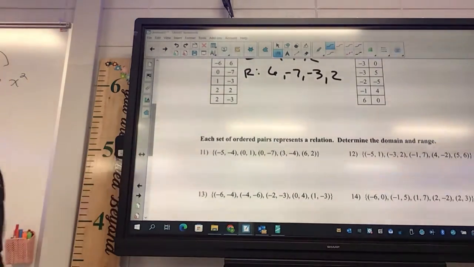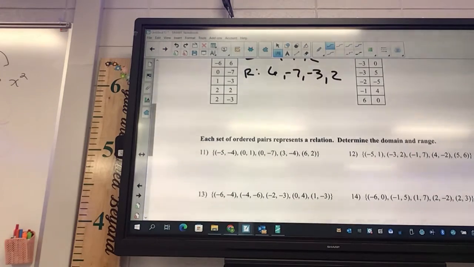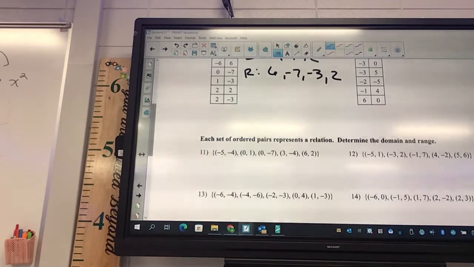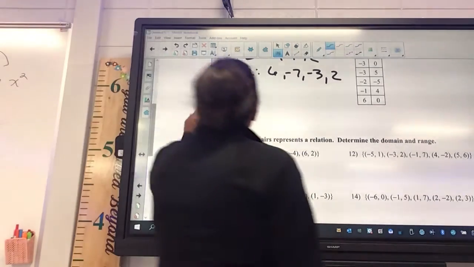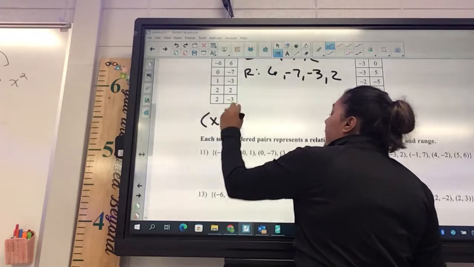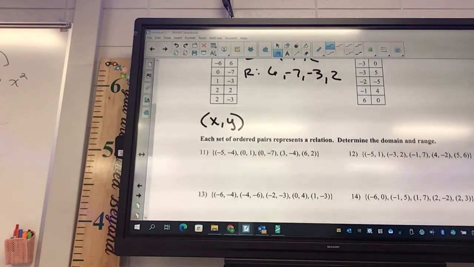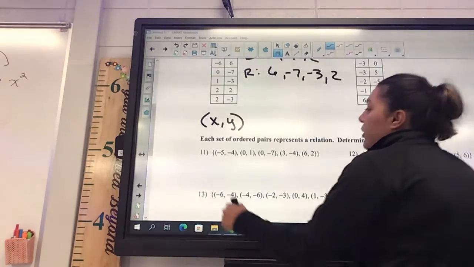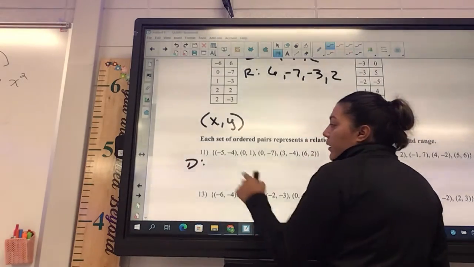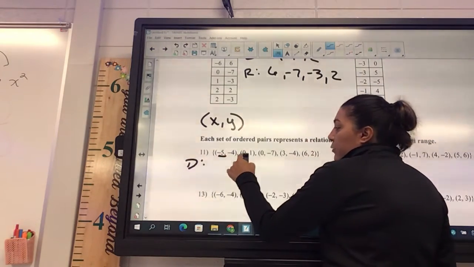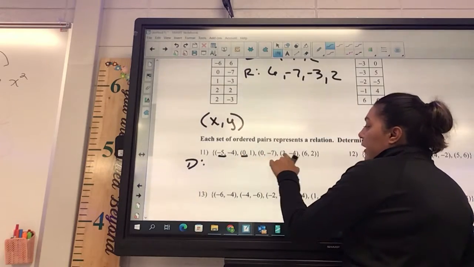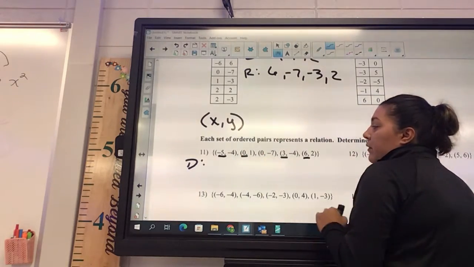These are the same. They want us to find the domain and range. How are coordinates written? X, comma, Y. So anything in the X spot is going to be domain or range? Domain. So our domain is going to be -5, 0, 3 and 6. We don't need the 0 again.